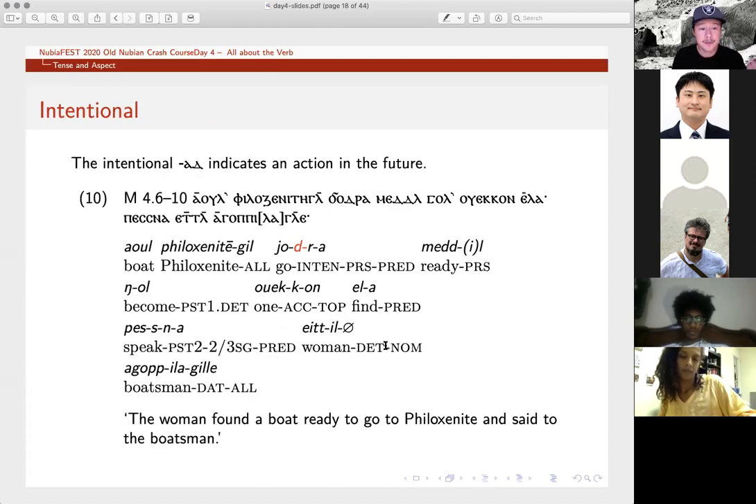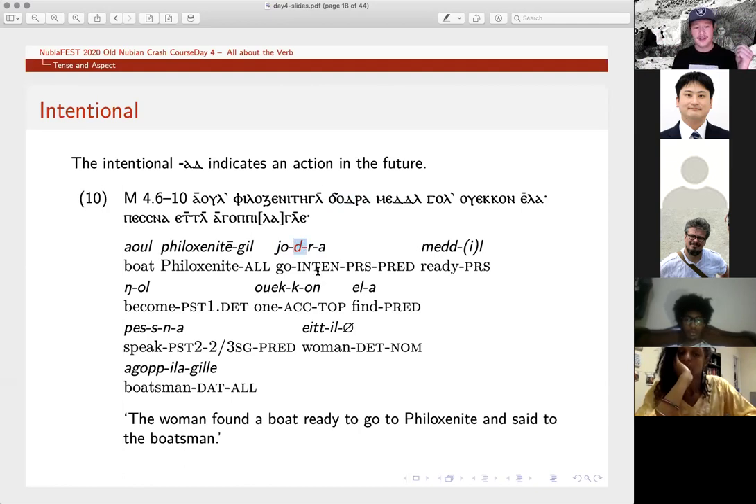Then we have an intentional. An intentional is actually usually used for translating stuff in Greek that is in the future tense, so something that happens into the future, but it's not a tense in the sense of a Greek future tense. It really indicates an intention for the action to happen in the future. And so that means that you can also use it in a context like this sentence. The woman found a boat ready to go to Phlox tonight and said to the boatsman. So a boat ready to go is basically this verb right here, which has this intentional suffix.